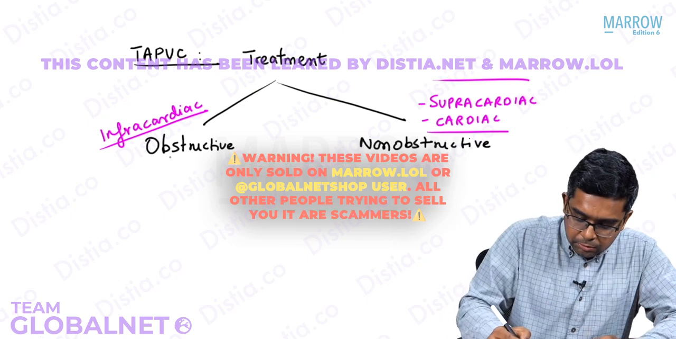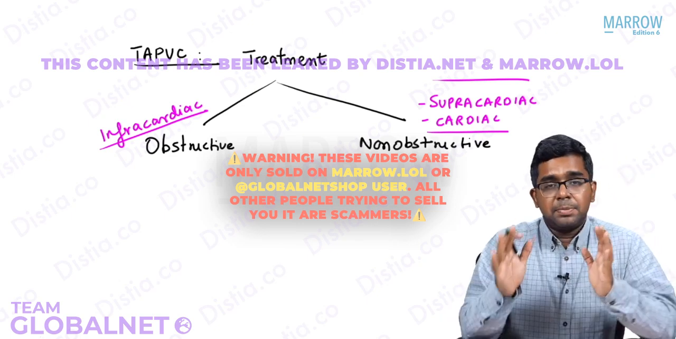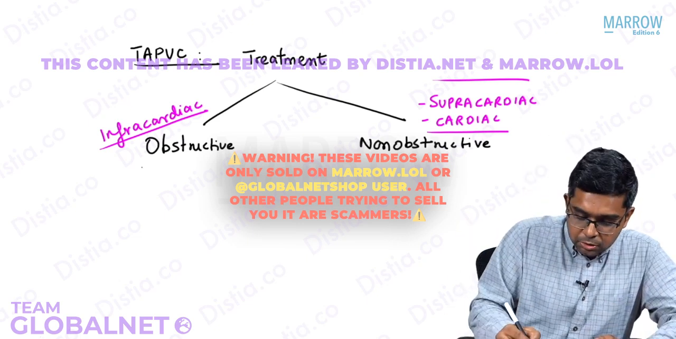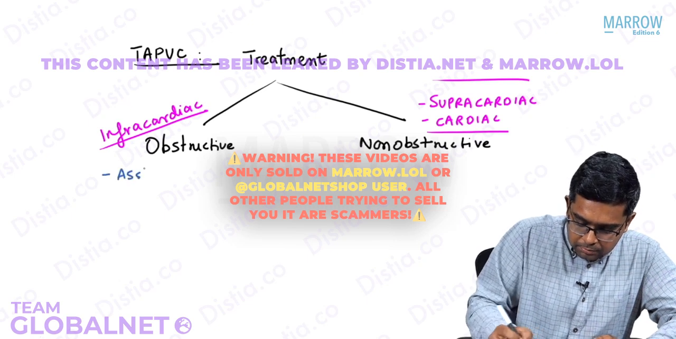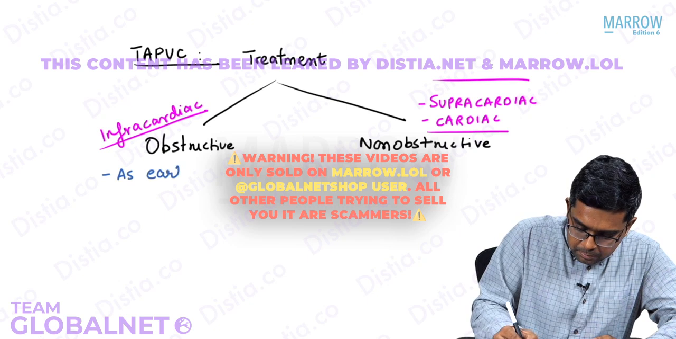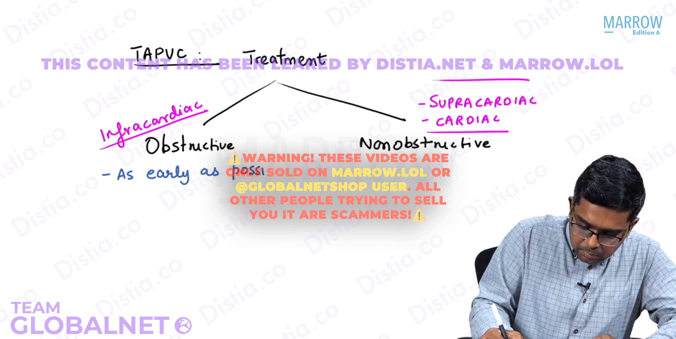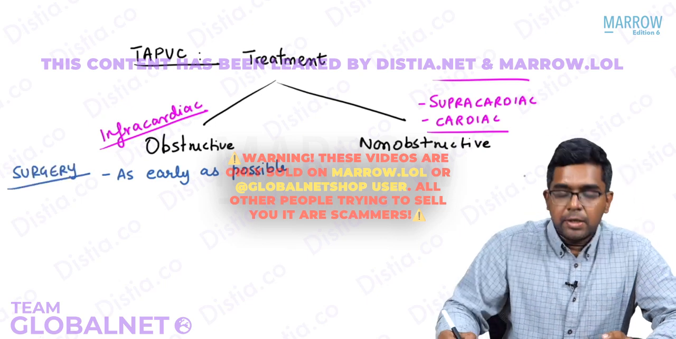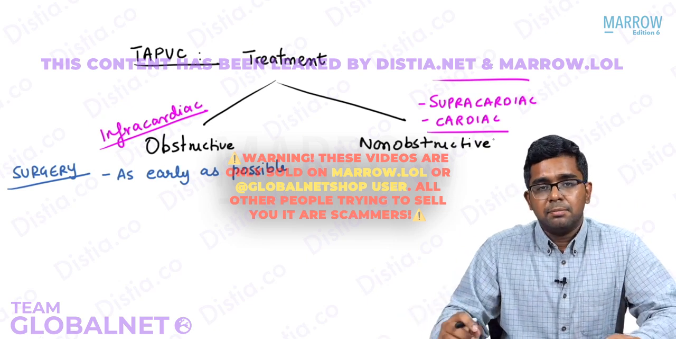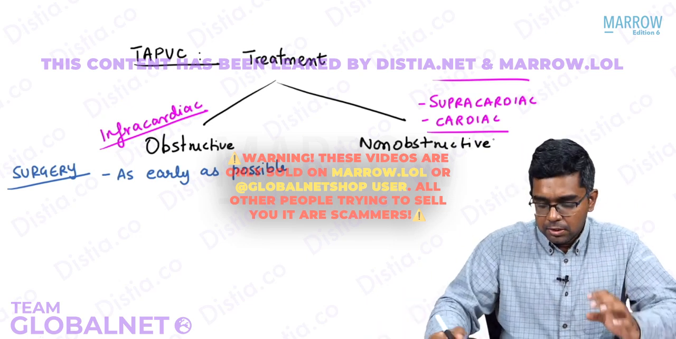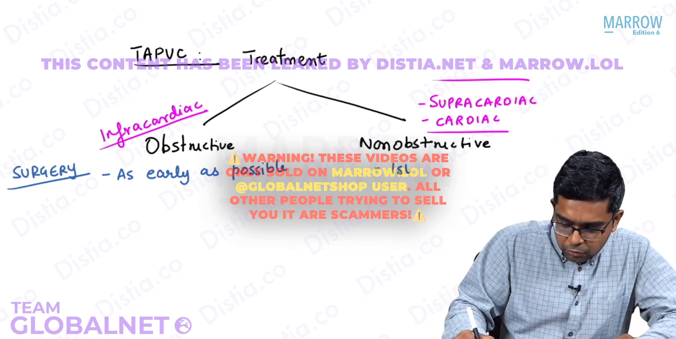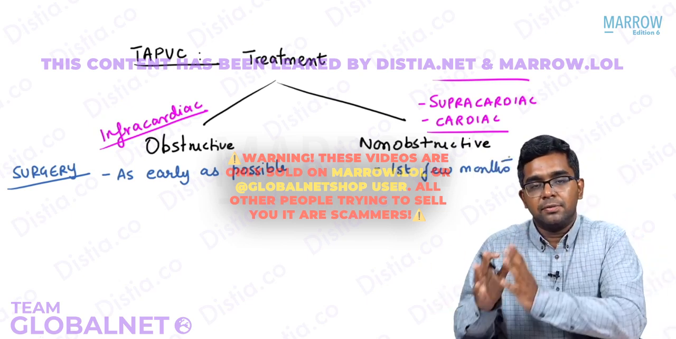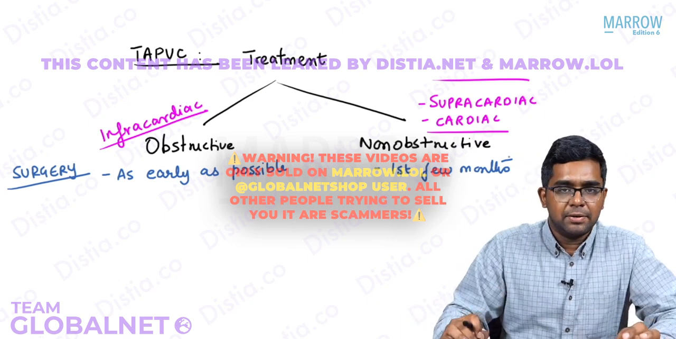For example, I told you that the infracardiac lesion or the obstructive lesion presents with intense cyanosis at the time of birth itself. So that is more like an emergency. So surgery should be done as early as possible. In non-obstructive conditions also, surgery should be done, but it is not very much of an emergency. You can do it in the first few months of life. Typically, within the first 2 months of life, surgery should be done. That is what the guideline recommends.